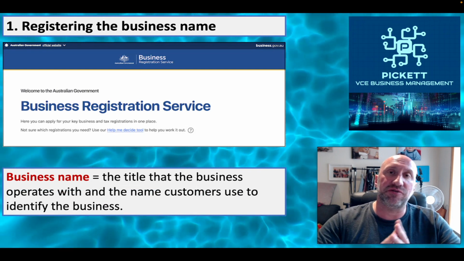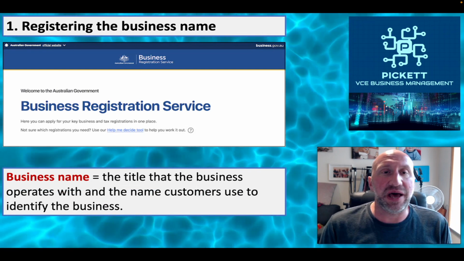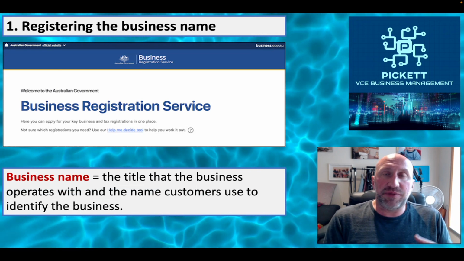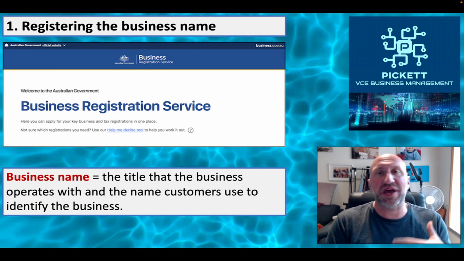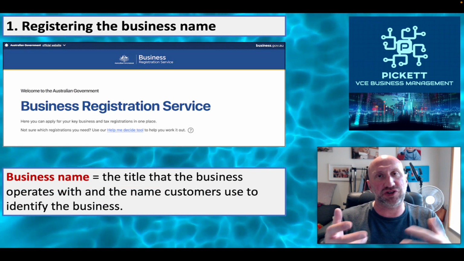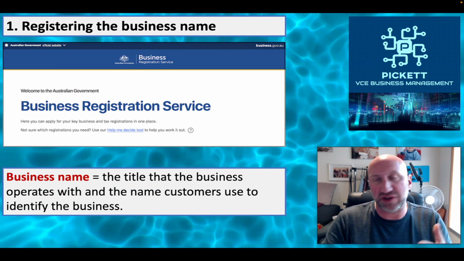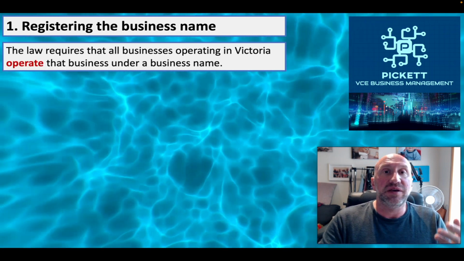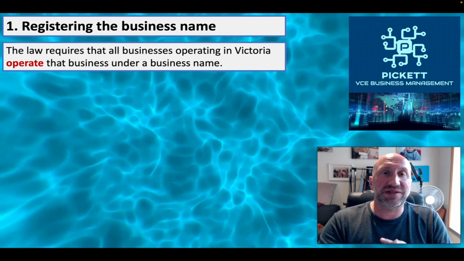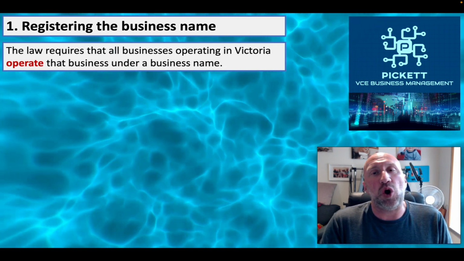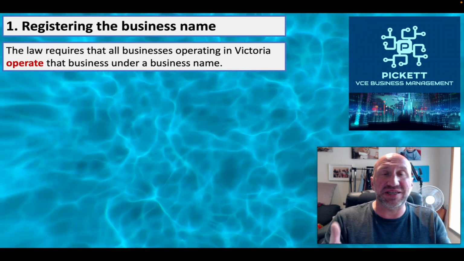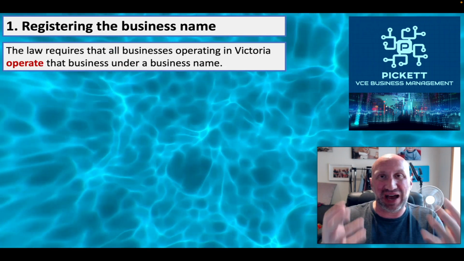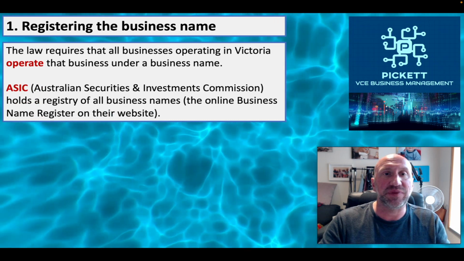So the first one, registering the business name. Okay. The business name, very simply, the title that the business operates with and the name that customers use to refer to that particular business. Okay, if you had to define business name. Now, the law requires that all businesses operating in Victoria operate their business under a business name. Okay, so you have to have a business name.